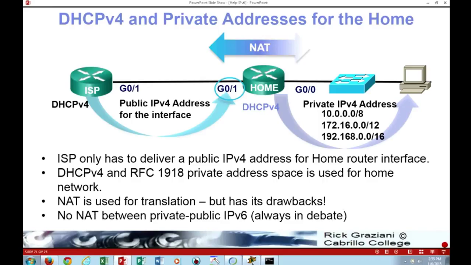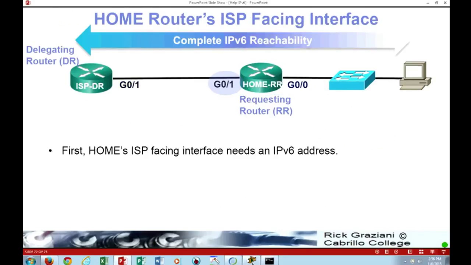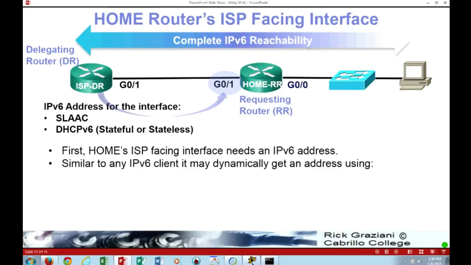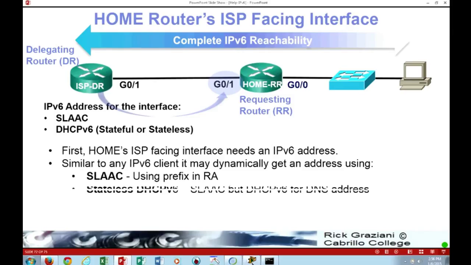Well, IPv6 is different. It's all about end-to-end reachability. We are going to get a global internet routable prefix, but it can't be this one. Routers connect different networks, right? So our interface will get an IPv6 address so it can talk to the ISP. That's just like IPv4. And how it does that, by the way, is any of those methods we just covered: Slack, stateful, stateless, most likely Slack. It says, here's your address.